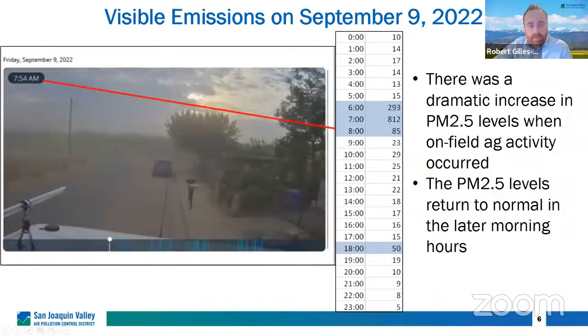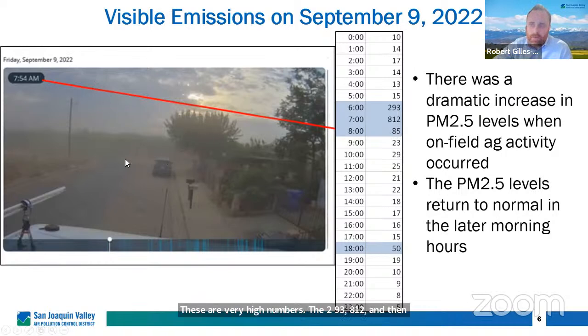This is just another image during this specific day, September 9th, the day when we had the highest average PM 2.5 concentrations in the unhealthy AQI. This is a look at the hourly progression of the PM 2.5 readings. And we can see in the 6 a.m., 7 a.m., 8 a.m. period, these were the time of day where they were the highest readings. These are very high numbers, the 293, 812, and then tapering off to an 85. Those are still pretty high.